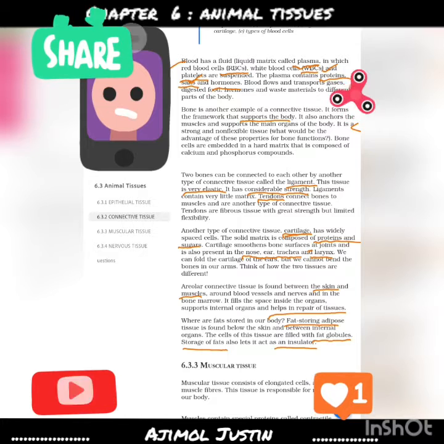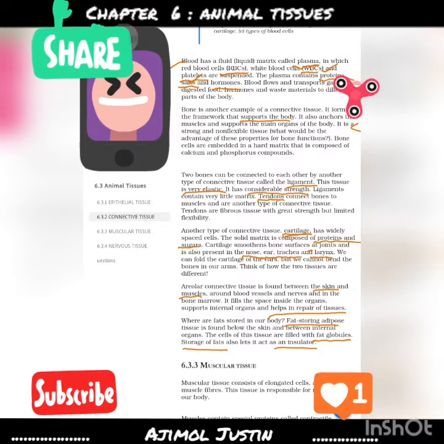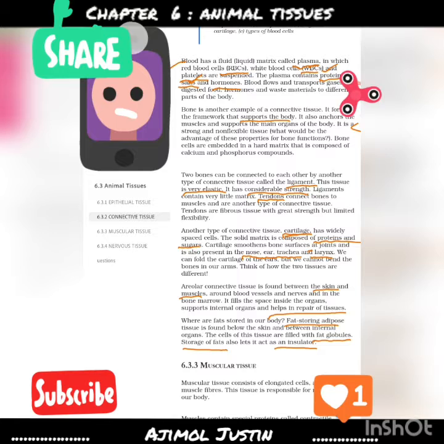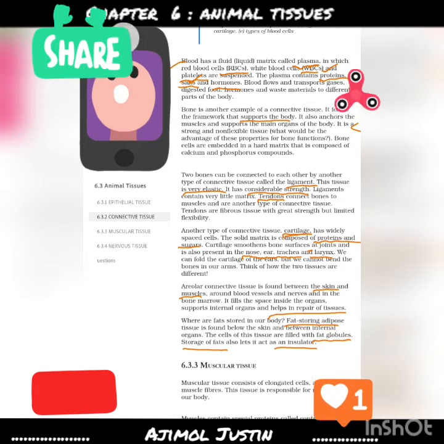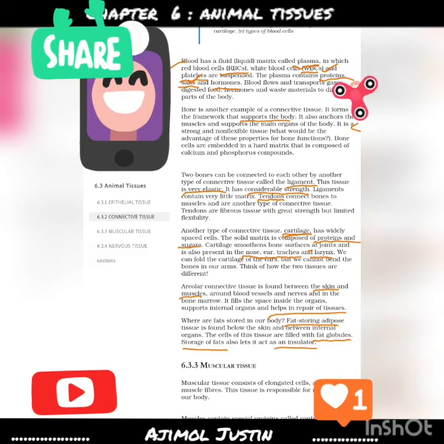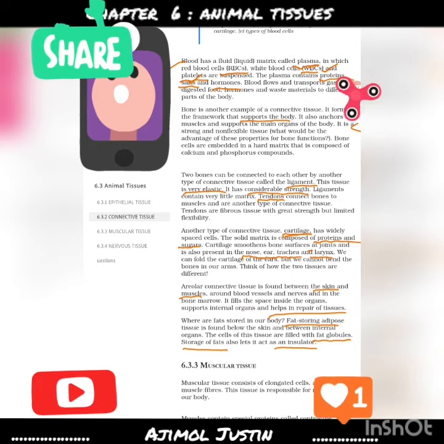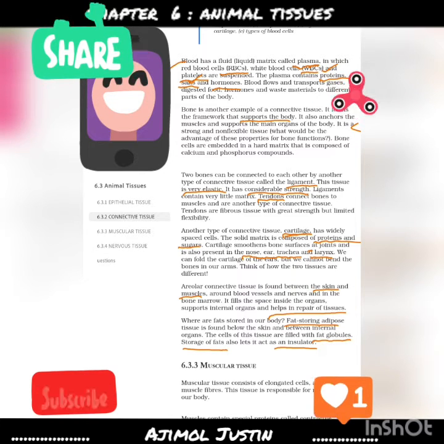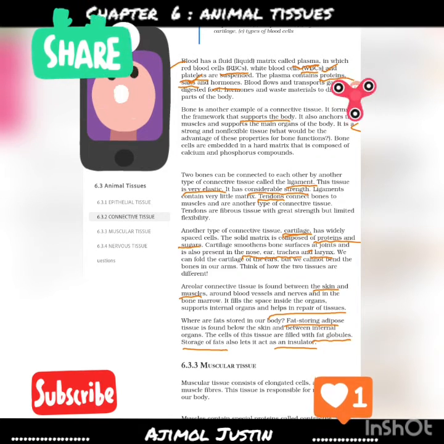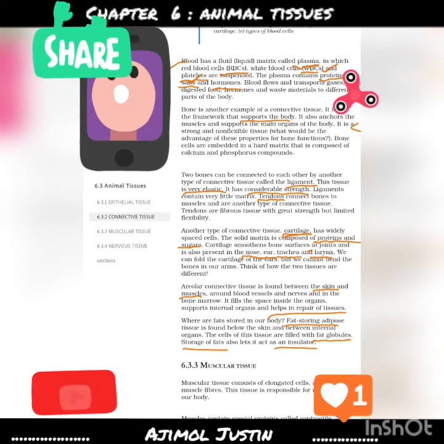It acts as an insulator. What do you mean by insulator? Insulator means a protective barrier. Whenever there is a temperature change, you don't get affected. It is all because of this adipose tissue.